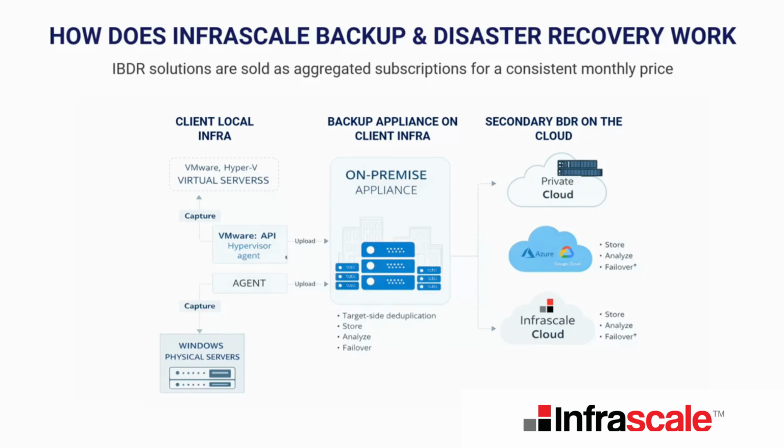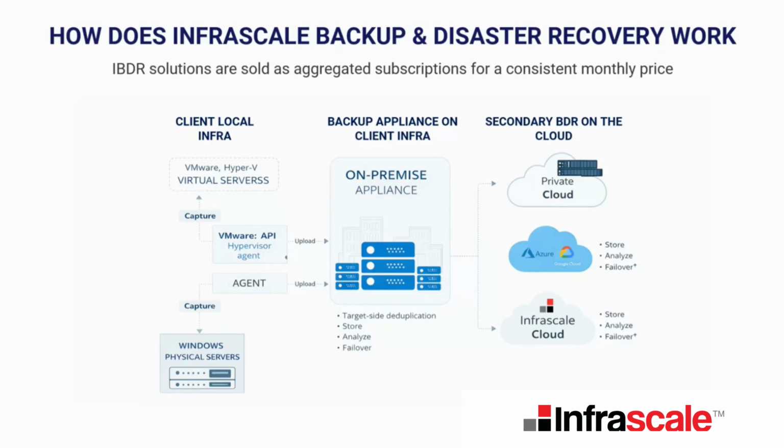In the center, we have the on-premises appliance, which comes into play here. It is critical infrastructure for our disaster recovery. It performs local backup storage for fast recovery, target-side deduplication, which reduces storage footprint and bandwidth usage, and the ability to instantly spin up workloads locally for near-zero downtime scenarios. This is your first line of defense, ensuring rapid recovery without relying on the internet.